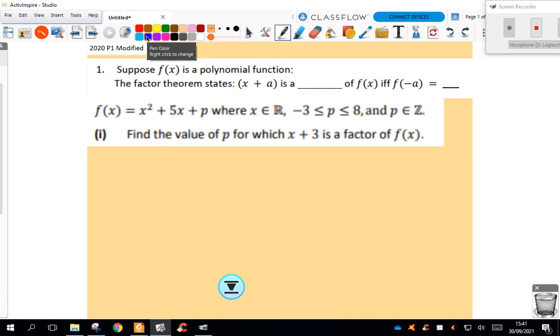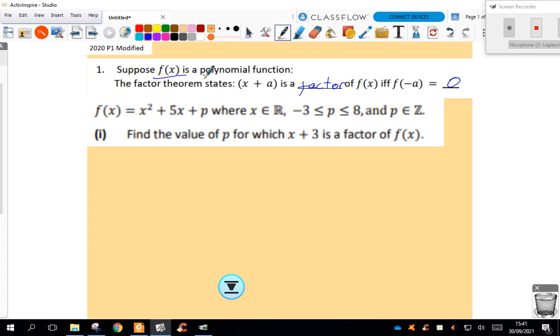First of all, we have to know the factor theorem, and it says that x plus a is a factor of f of x if and only if f of negative a is equal to 0. Okay, where f of x is a polynomial function. So that's kind of a hint, I suppose, for the next part.